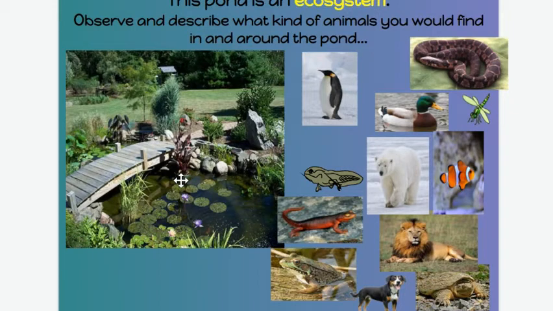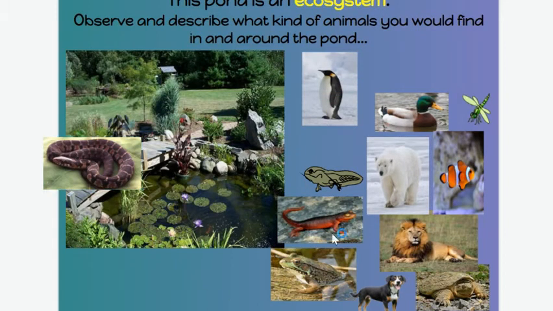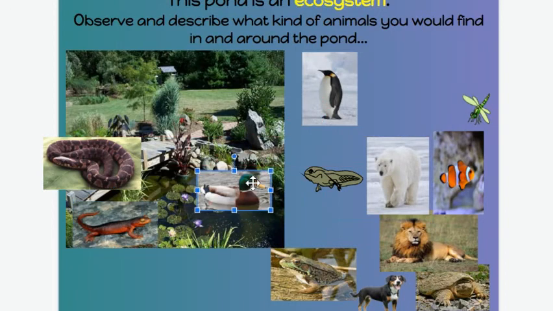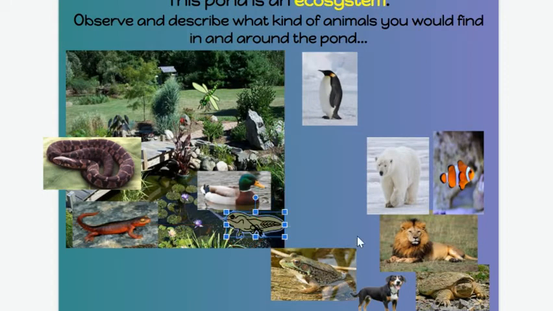Do penguins live there? Of course not. What about snakes? Snakes usually do live in ponds. I'm going to move him there. What about a salamander? They live there. They're usually near water. Does a polar bear live near a pond or in a pond? No, it's not cold enough. How about this duck? Yep, we'd find a duck in a pond. Dragonflies, yep, they live there too. How about this tadpole? Of course, that's a baby frog. Lions don't live there. Frogs live there.